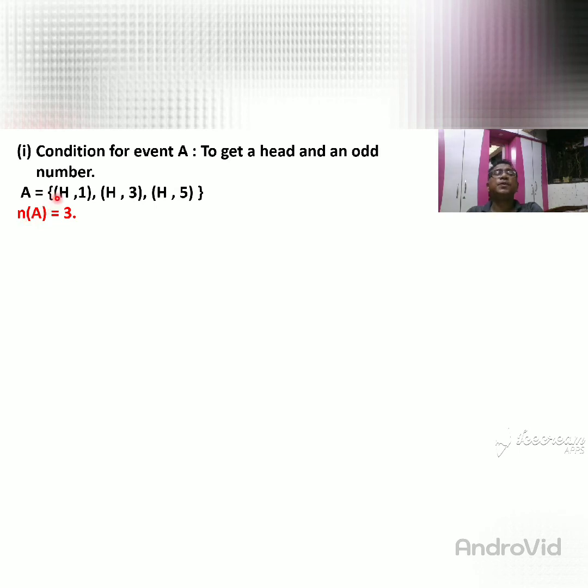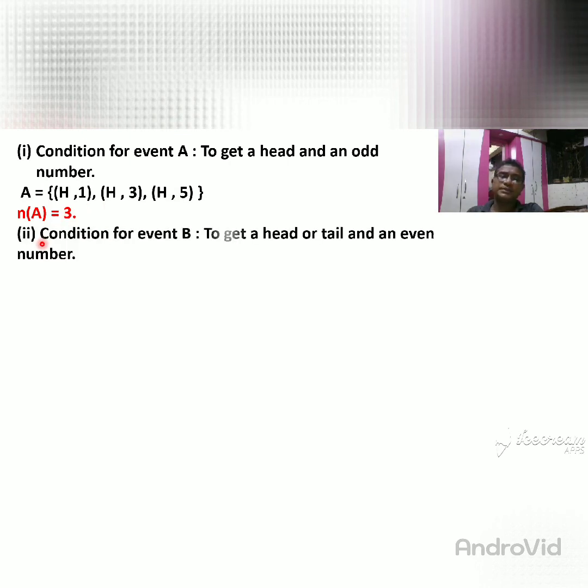This is first, this is second, and this is 3. So we write number of A is equal to 3. Then the B events. In the B events, they are said to get head or tail, head also and tail also, but with even numbers. So that makes pairs with even numbers.